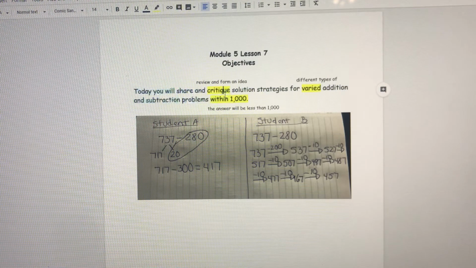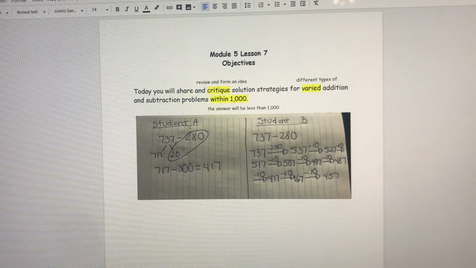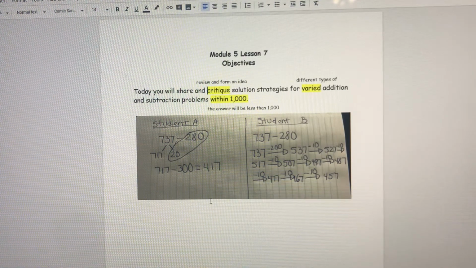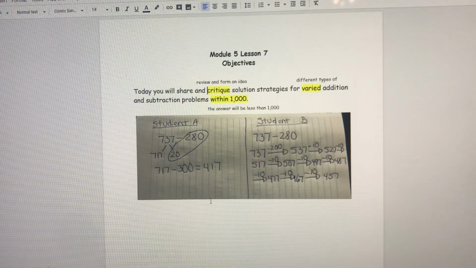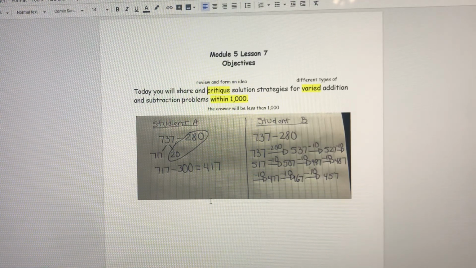Again, I'm going to go over our vocabulary words. The first vocabulary word that I'm going to go over is the word critique. When we critique someone's work, we review it and we form an idea about the work that they did. Today we're going to look at student A and student B. We're going to critique their work. We're going to review it and we're going to form an idea. Our opinion is going to be, did they solve the problem correctly? And if they did not solve it correctly, what was the mistake?